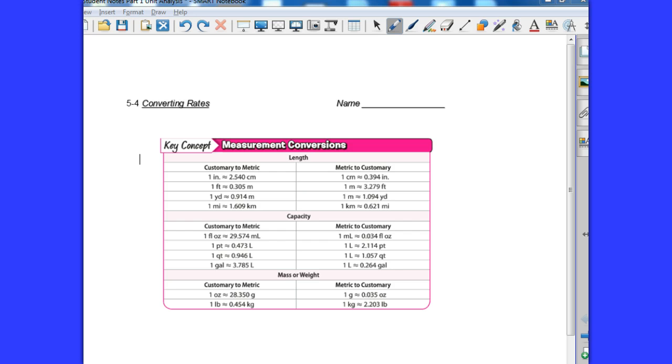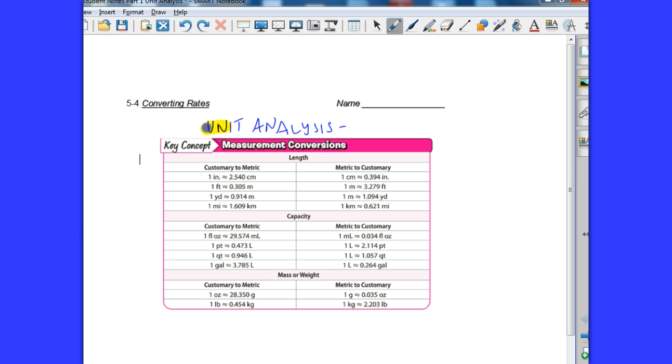In front of you, you should have this template as we talk about converting rates. I'm going to teach you a specific method that I want to check you on called unit analysis. In the process of doing this, please understand that I want to see you demonstrate the method that I show you, not just the answer.